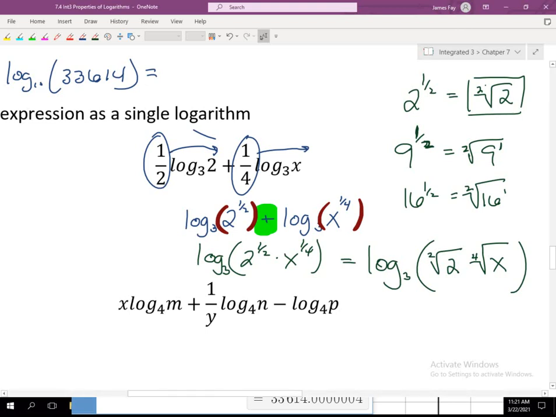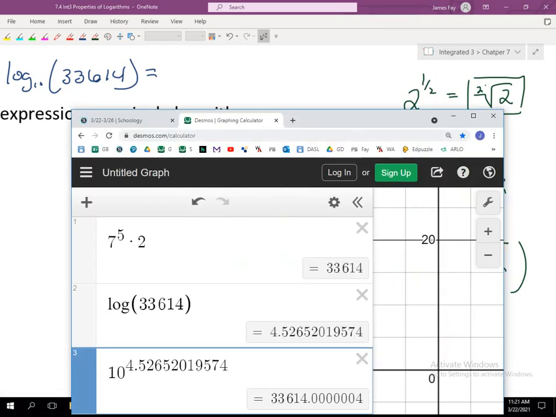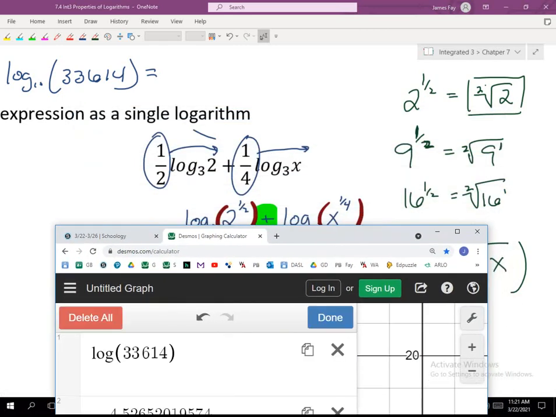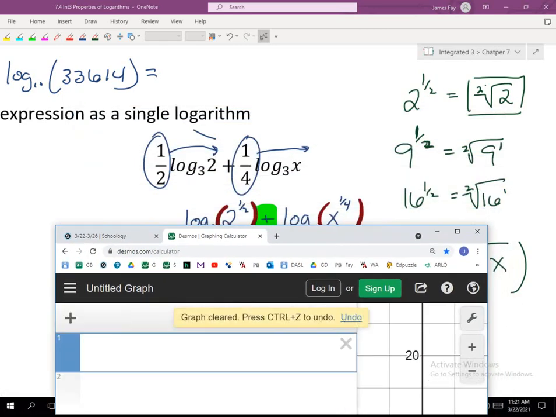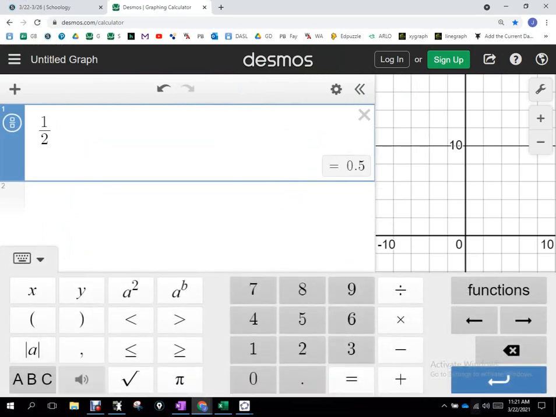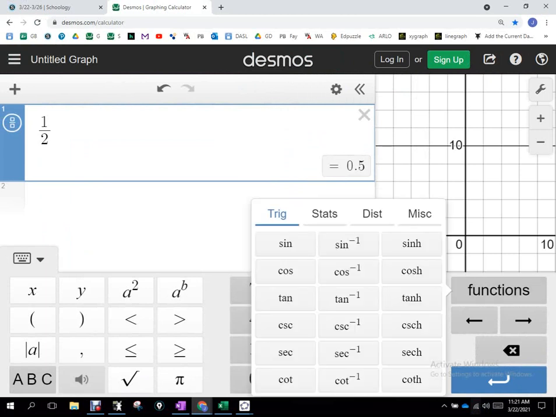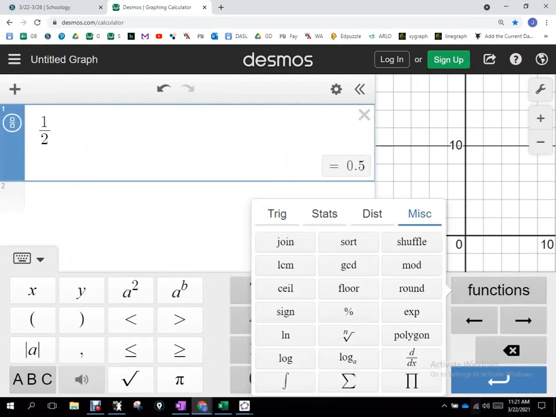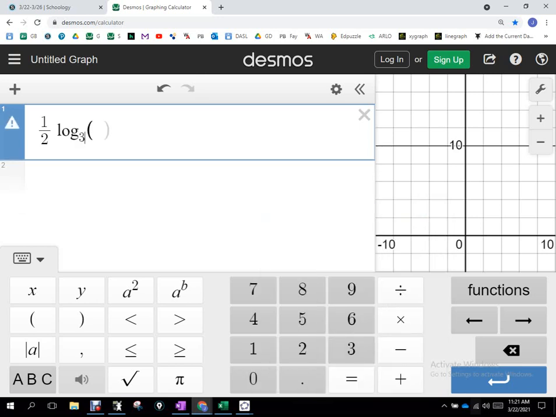If I want to check this, because I think this was a more difficult one, let's type it into Desmos. So we got 1/2. Now, if I want to use a different base here, and they say base 3, in Desmos, you have to grab your calculator. You have to hit that keyboard icon. Go to Functions. Go to Miscellaneous. Then you'll come down here where it says log base A. Put a 3 in there.